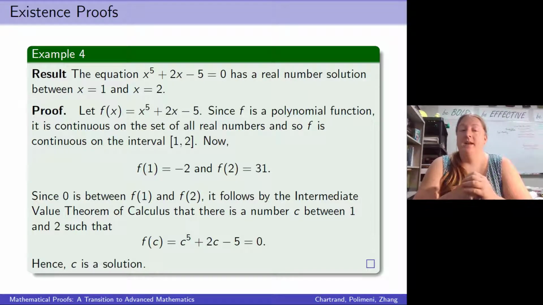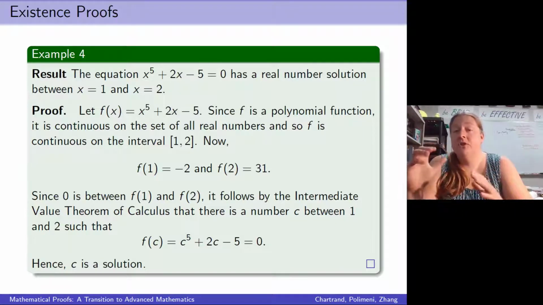So I'm going to let my function, f(x), be x^5 + 2x - 5. f is a polynomial function. It's continuous on the set of all real numbers, and so it's continuous on the closed interval [1, 2]. So I have everything I need to use the intermediate value theorem. Now I'm going to find f(1), it's -2, and f(2) is 31.